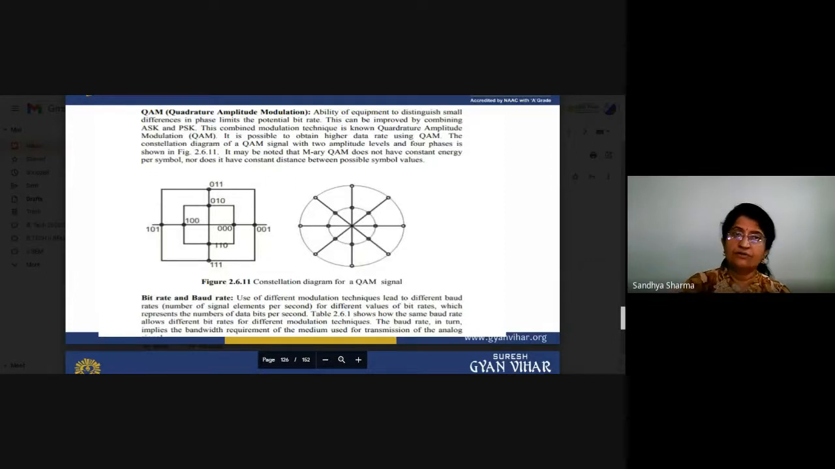Now we have to revise QAM a little bit. In QAM we are talking about two changes, amplitude change and angle change. According to that we will cover it: how our amplitude and how our phase will be changed, and the combination of both makes the QAM signal with two amplitude levels and four phases. So these are the basic conditions of our QAM.